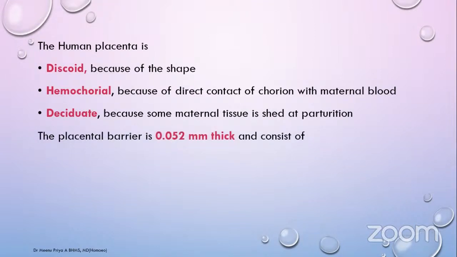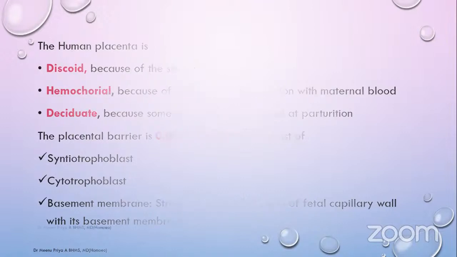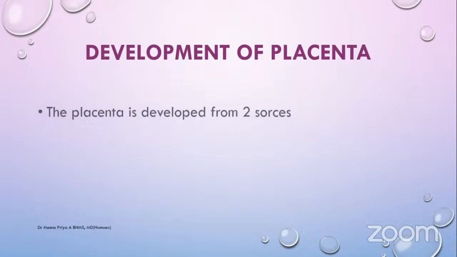The placental barrier is 0.052 mm thick and consists of syncytial trophoblast, cytotrophoblast and basement membrane, stromal tissue, and endothelium of the fetal capillary wall with its basement membrane. So all these form the placental barrier. Next, development of the placenta.